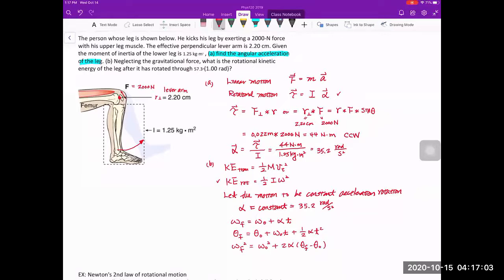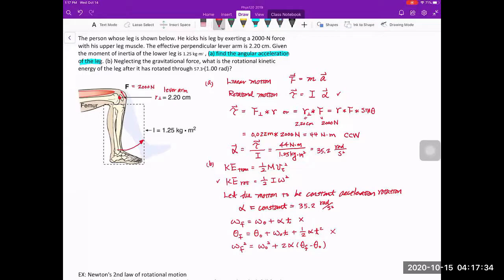So which equation should we use? That's based on what kind of information you have. Now we have the information of alpha, but we don't have any information about the time. So certainly you're not going to use the second equation. You're not going to use the first equation either, because there's no time information given in this problem. So we will use the third equation.